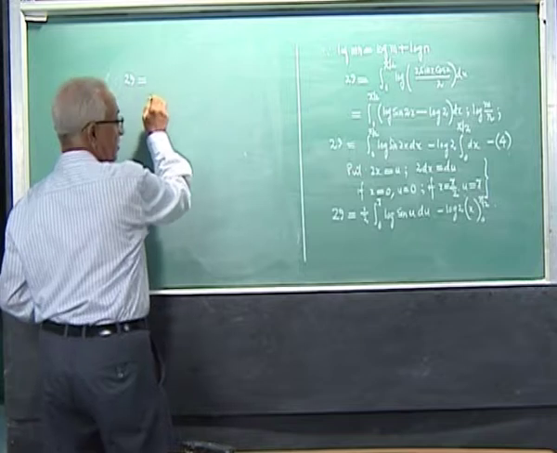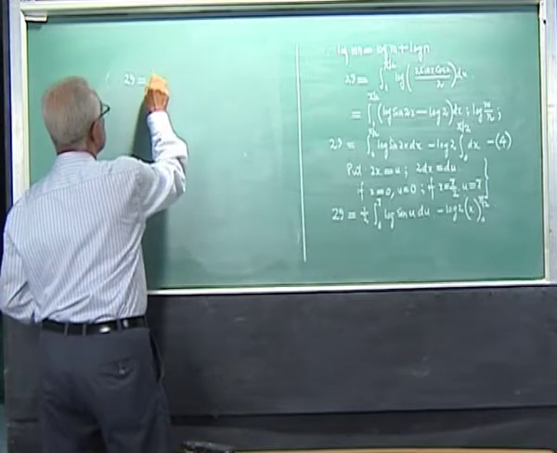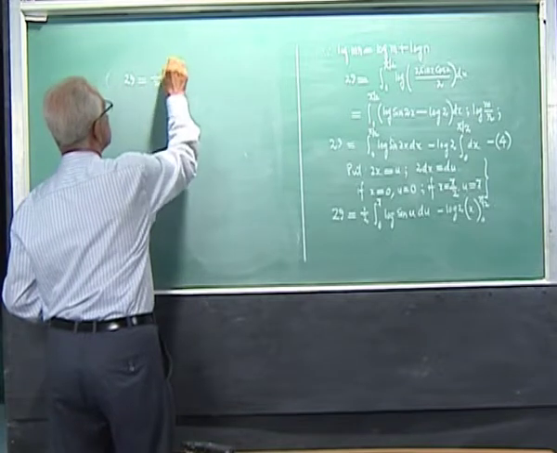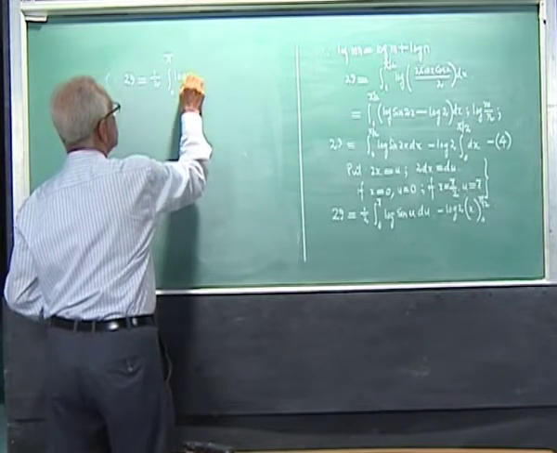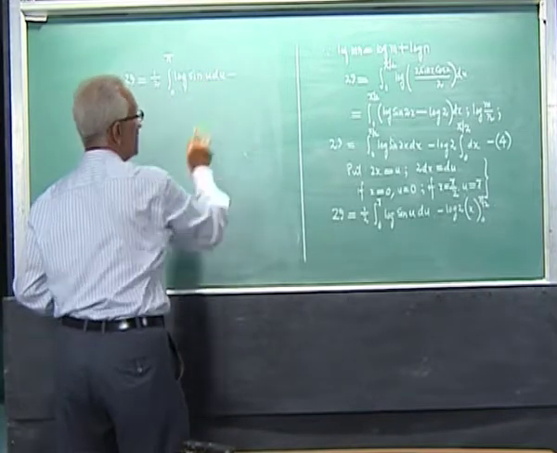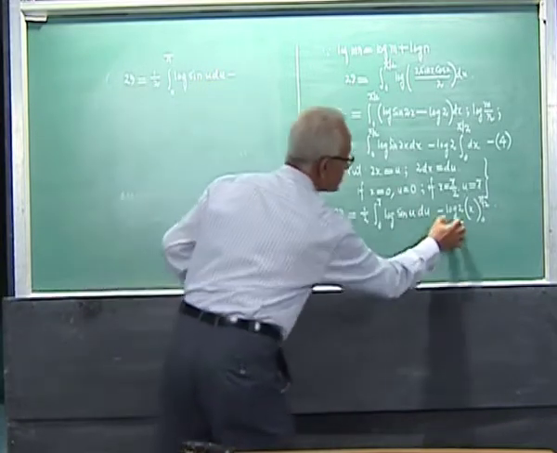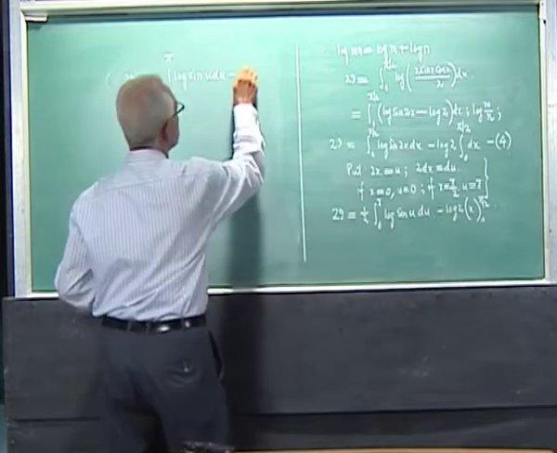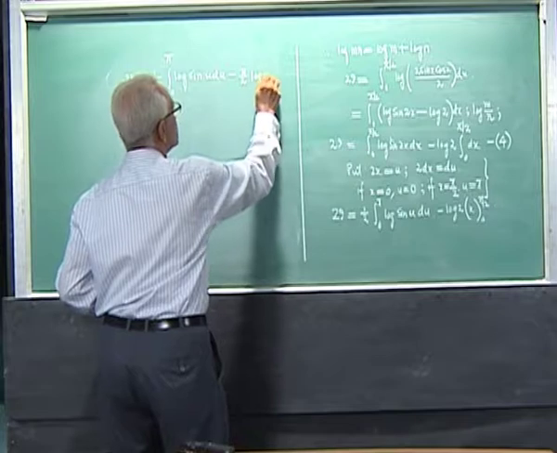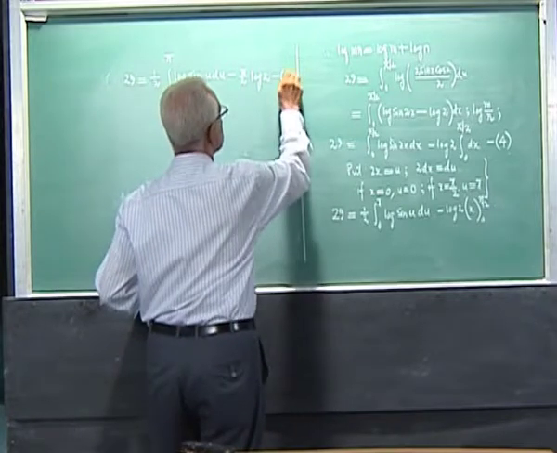So, let me repeat it here as equal to half integral 0 to pi of log sine u du minus, I'll bring it here, this is log of 2 will become pi by 2. So, this is pi by 2 log of 2. Let me call it as fifth.